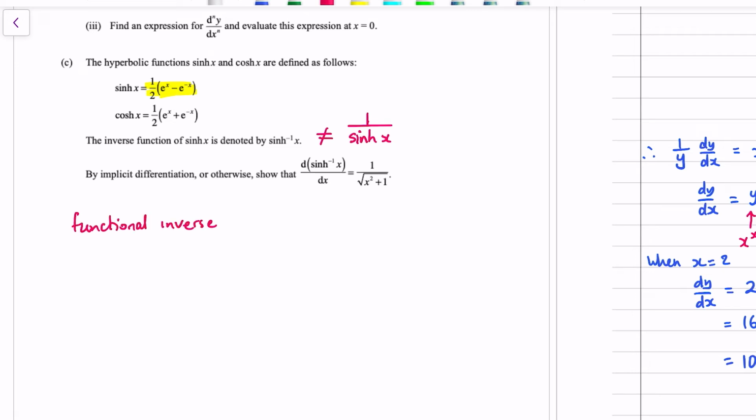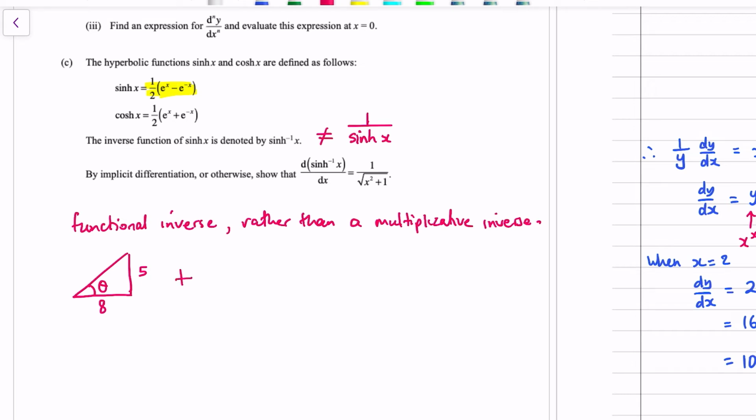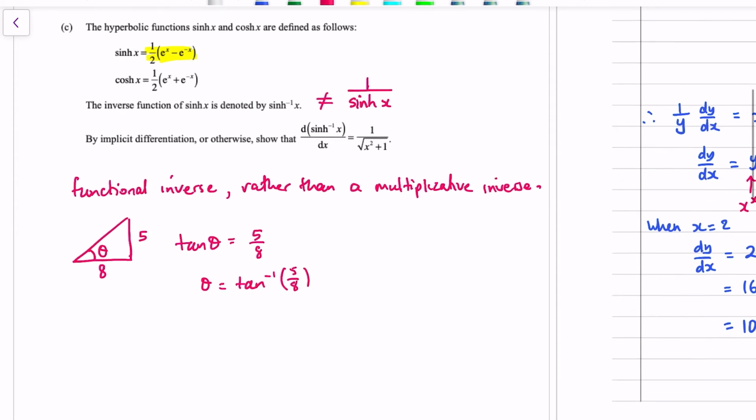Functional inverse rather than a multiplicative inverse. Now you've seen inverse functions before. For example, in year 11 trig, you had an angle theta, and given that this side was 5 and this was 8, to find the angle theta you would go, no, you wouldn't go cos, you would go tan of theta is 5 over 8, and then to find theta you would find the inverse tan of 5 over 8. So it didn't mean 1 over tan, it's the inverse function.